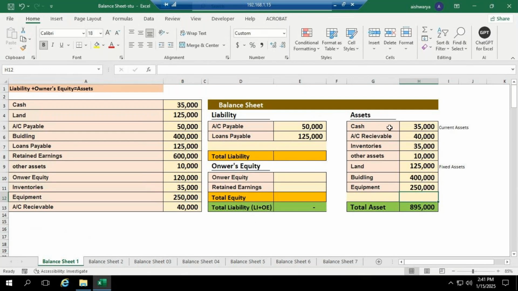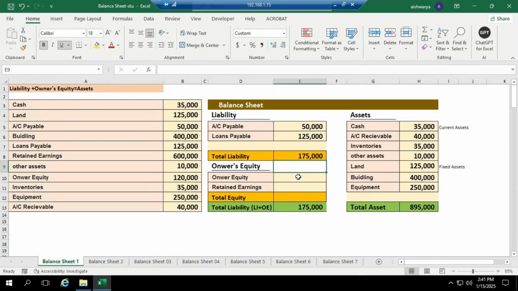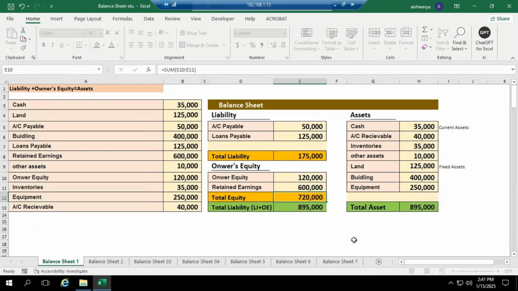See, now on the asset side we got 8,95,000, and let us see the liability side also. So total liability, alt is equal to, enter. Now owner's equity is equal to 1,20,000, and then press enter. Retained earnings is 6 lakhs, so is equal to 6 lakhs, and then press enter. Total equity, you just put alt is equal to, enter.